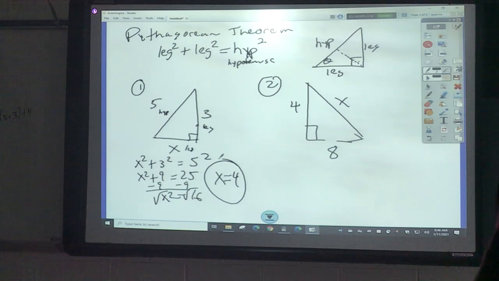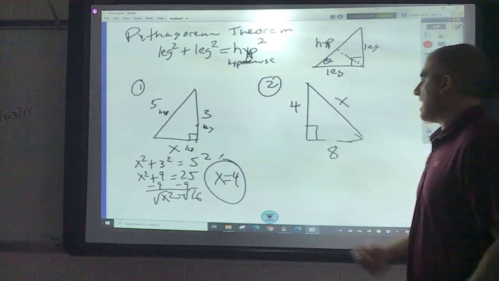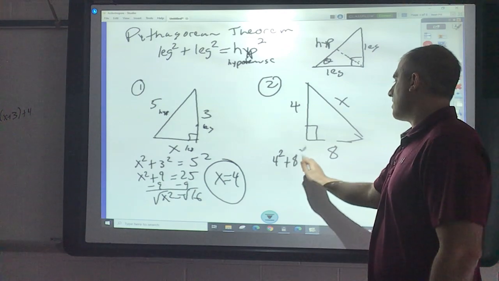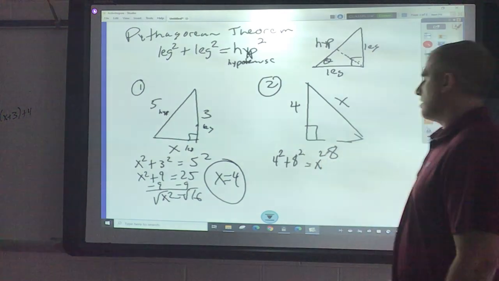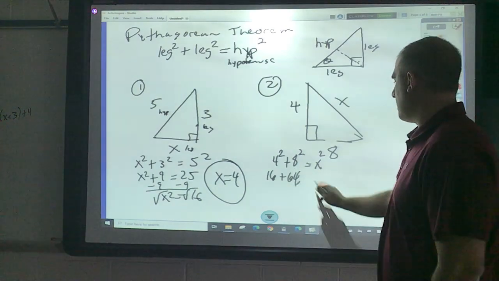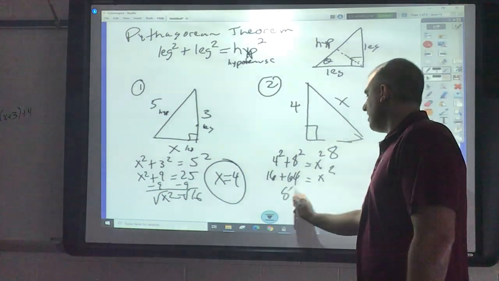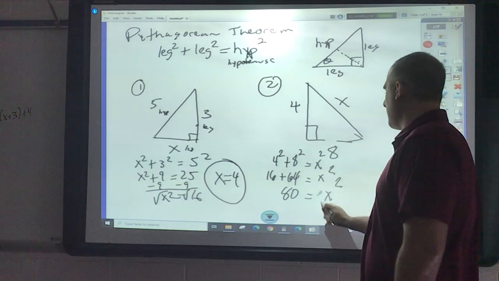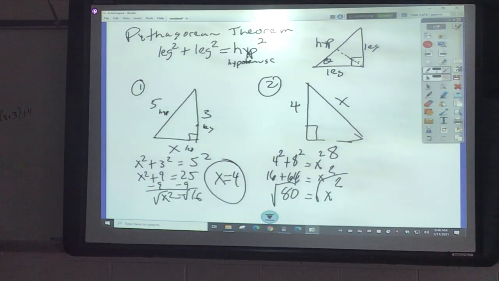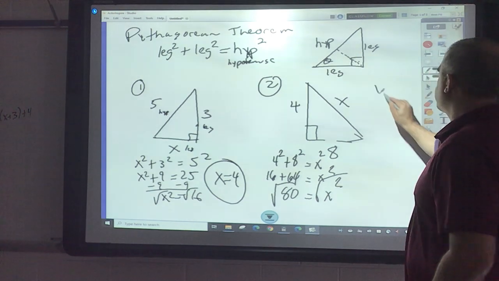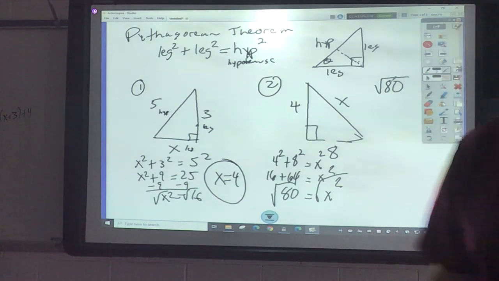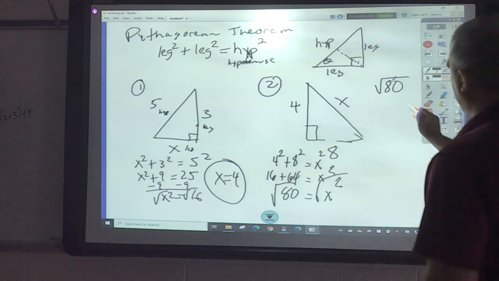Now, sometimes you won't get that. For example, in here I got 4 squared plus 8 squared equals x squared. So that would be 16 plus 64, which would be 80. The square root of 80 ends up not being a good number. So what we're going to have to do is break down the square root of 80, so I'm going to go over briefly how you do that with a radical.